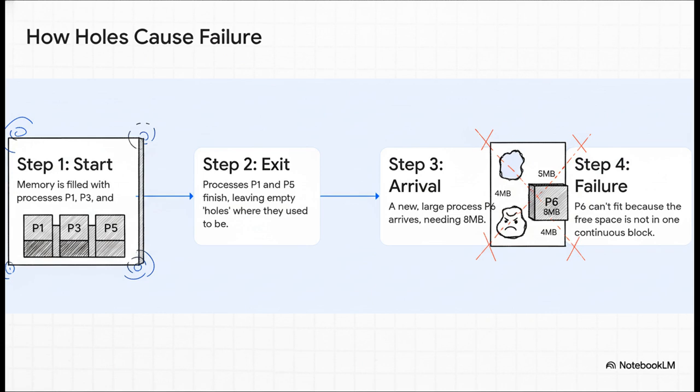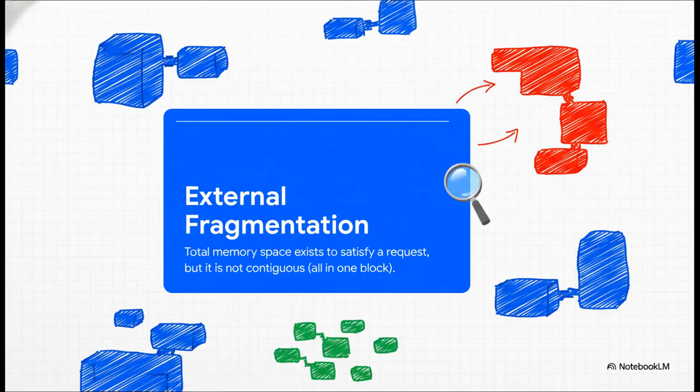Now, a brand new process shows up, and it's a big one. It needs 8 megabytes. We look at our memory, and we see, oh, there's a 4 MB hole here and another 4 MB hole over there. Hey, that's 8 MB in total. But we can't use it. The free space is scattered. It's not all in one piece. And this right here is our second villain, external fragmentation.